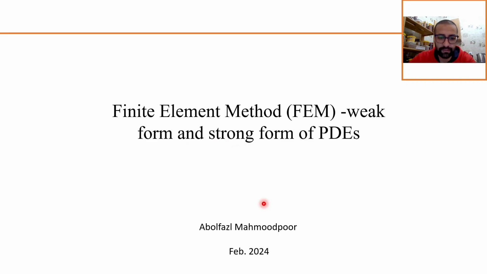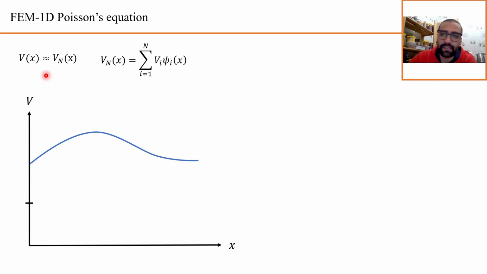Okay, let's start. Imagine that we have V(x), which is a solution of some partial differential equation, but this solution is an analytical solution, therefore we have the exact solution. We know that the numerical solution is an approximation of this analytical solution. And in this video, we want to show that this numerical solution can be expressed as the superposition of some function, psi, and this function is known as a base function or weight function or shape function.